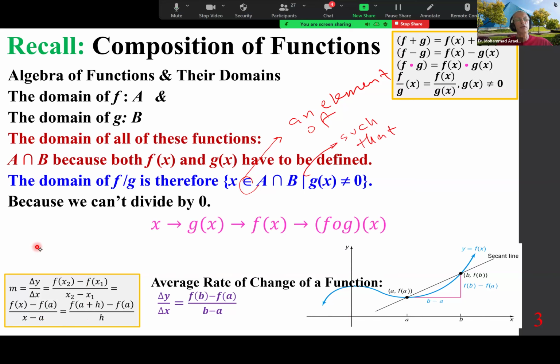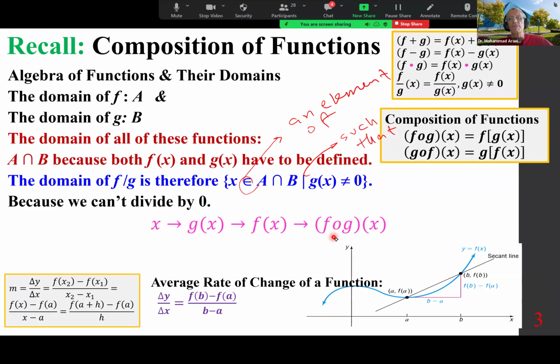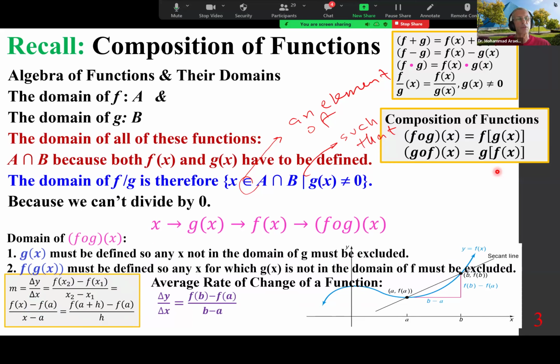And for a composite function, x is in the domain of g, and g of x is in the domain of f, so f of g of x. Composite function, f of g is f of g of x, g of f is g of f of x. They're not the same, by the way, in general, unless they're inverse functions.